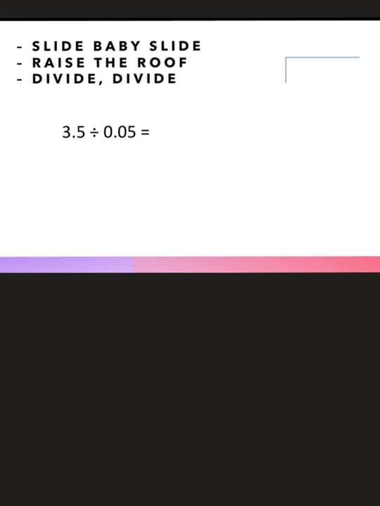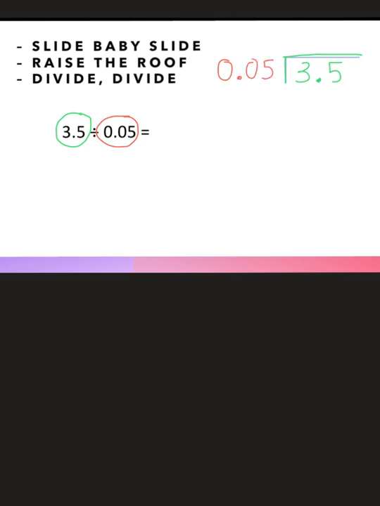We're going to write the dividend. So our first number, 3.5, is our dividend. That's going to go inside our house. Remember our little division house up here? So 3.5 is going to go inside. And our divisor, our second number, is going to go on the outside. So in this problem, that would be 0.05.